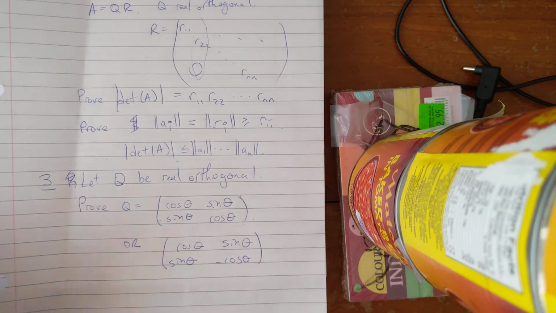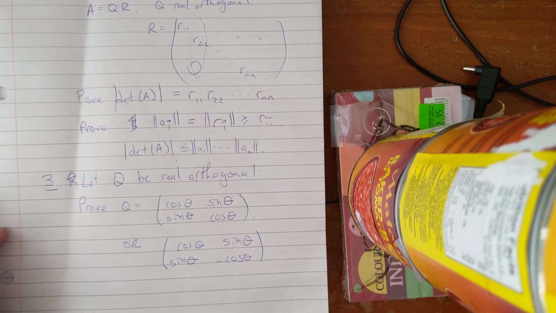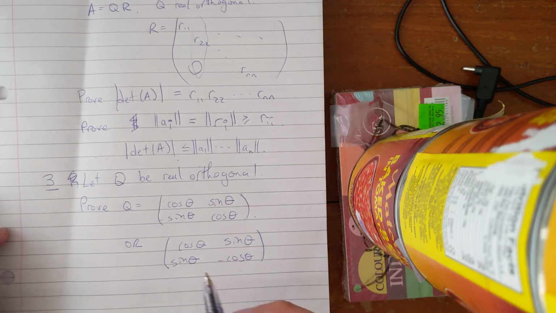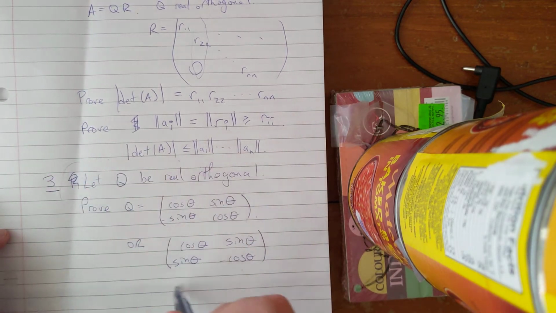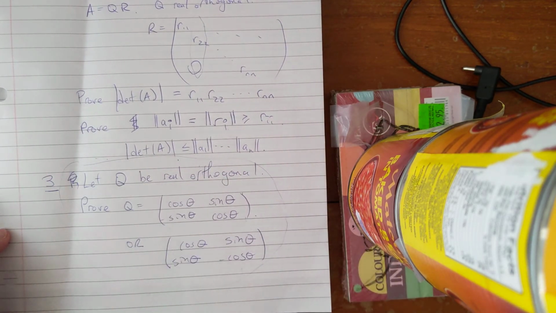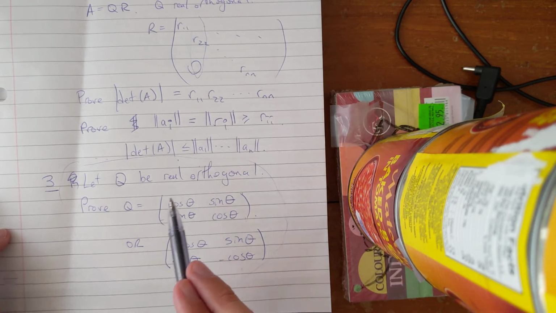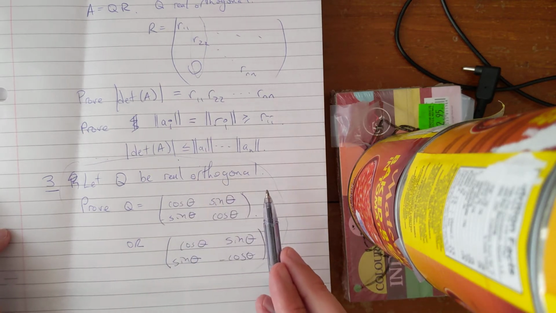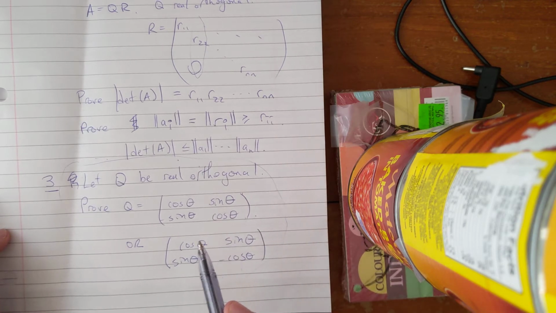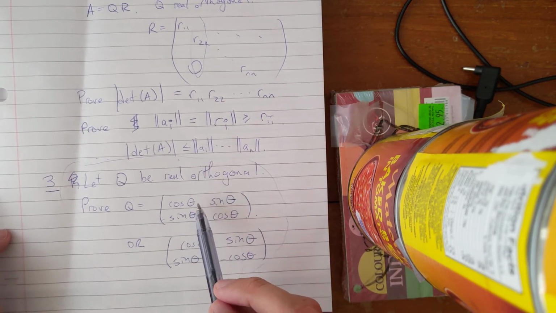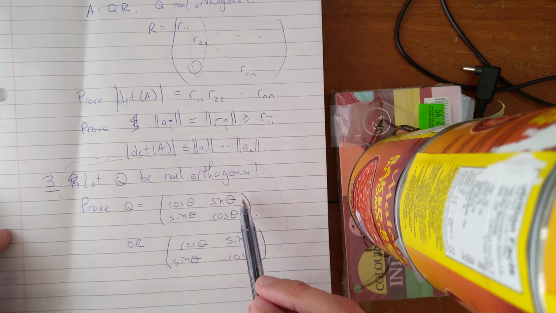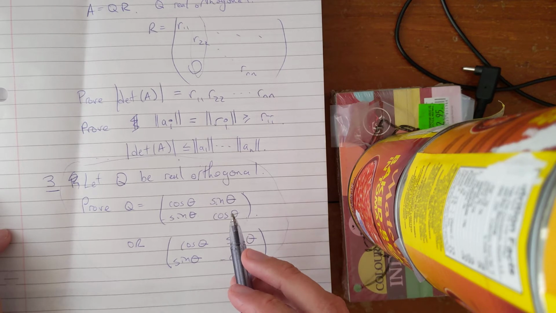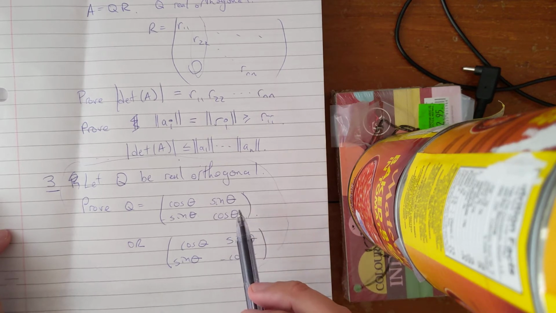Hi guys, so this is gonna be just a quick video trying to think about this problem. We want to figure out what are all the real orthogonal 2 by 2 matrices, and we're gonna show that either it's cos theta, negative sine theta, sine theta, cos theta, and if you think about it, this is like a rotation.